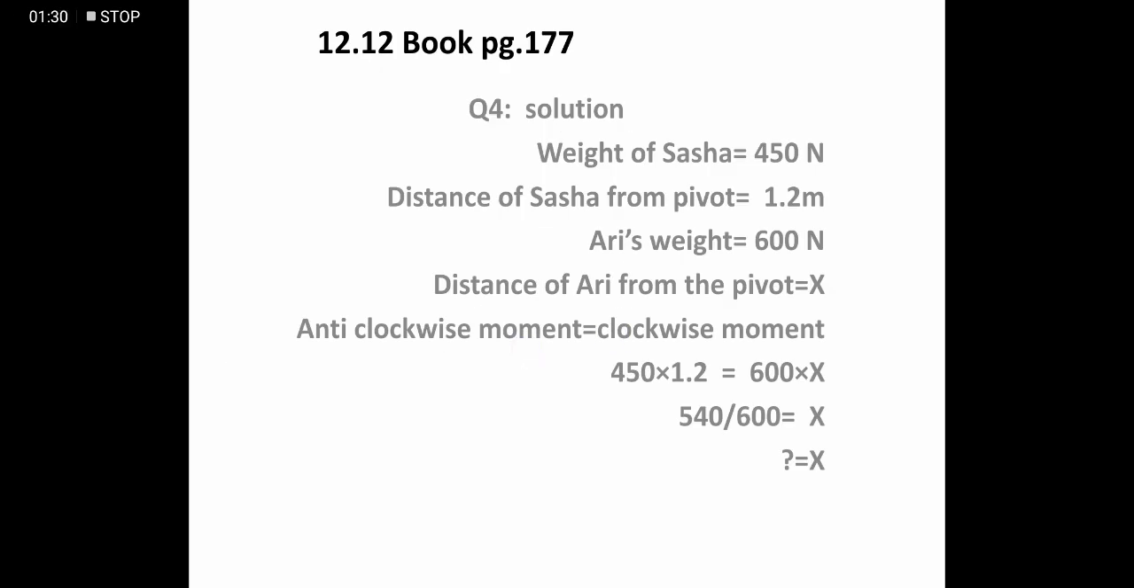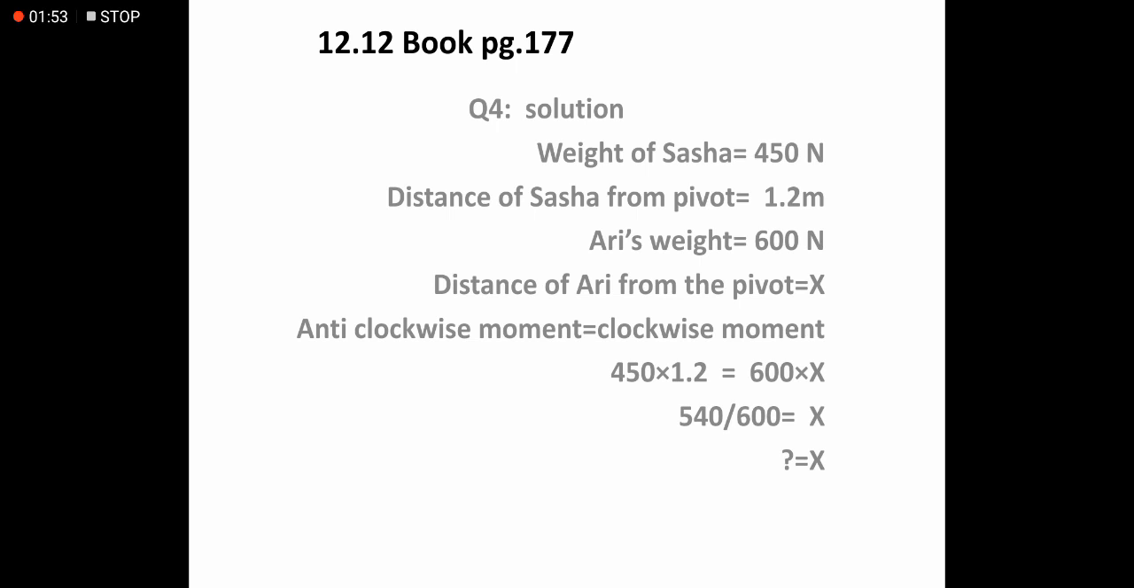Next one, I have taken book page number 177 and I have selected question number 4. Please open book page number 177 to get a better understanding of this question. The statement is: Sasha has a weight of 450 Newton. She sits 1.2 meter from the pivot or the fulcrum of a seesaw.